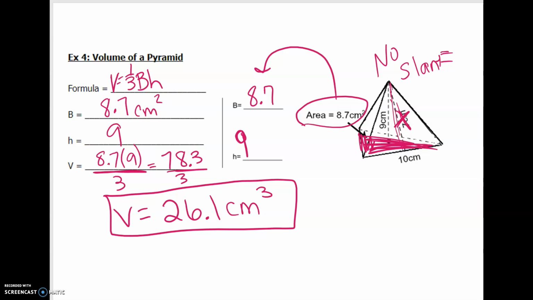Sorry about that. My computer has a messed up part of the screen, so I will rewrite that. No slants. Okay, slants cannot be used for the height. In 7th grade, we are not even looking at those slants. So then once you do your math, you should get 26 1/10 centimeters cubed, or 26.1 centimeters cubed.